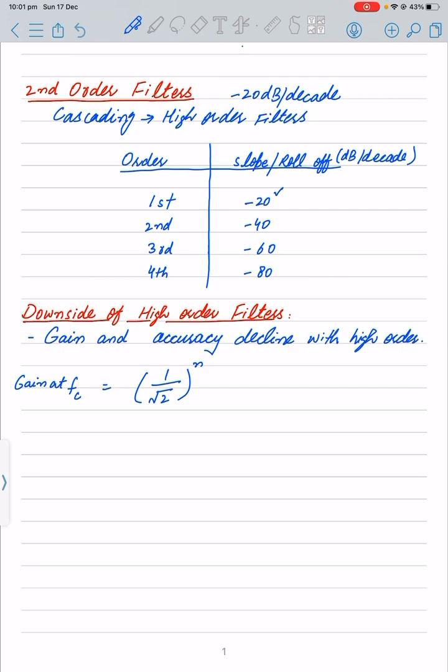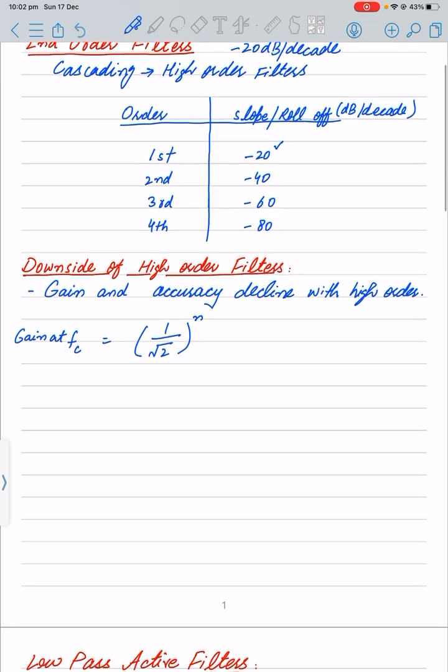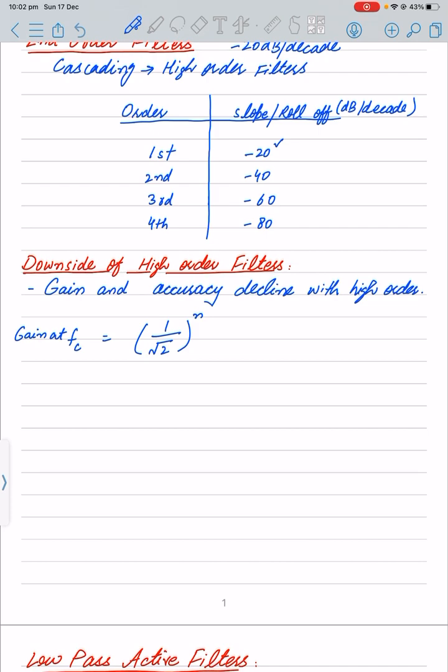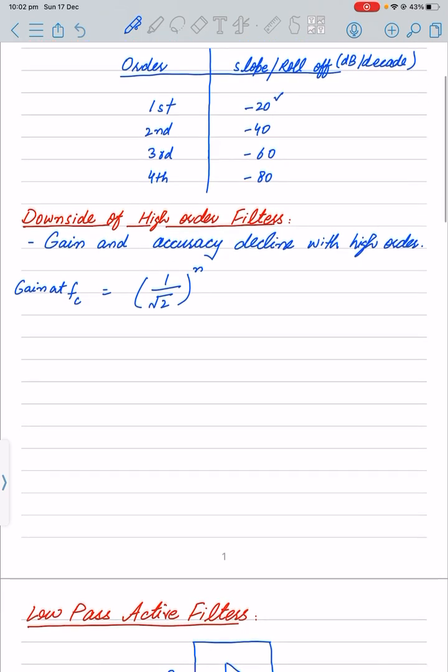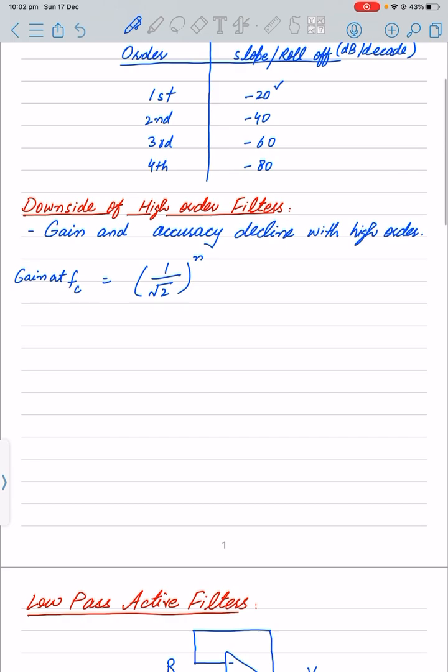And then we also discussed that there are some downsides to increasing the order of the filters. The first thing that we studied was that the gain and accuracy of our higher order filters actually decline when we increase their order. The gain at the critical frequency, or the corner frequency, is equal to (1 divided by the square root of 2) whole raised to the power n, where n represents the order of the filter.